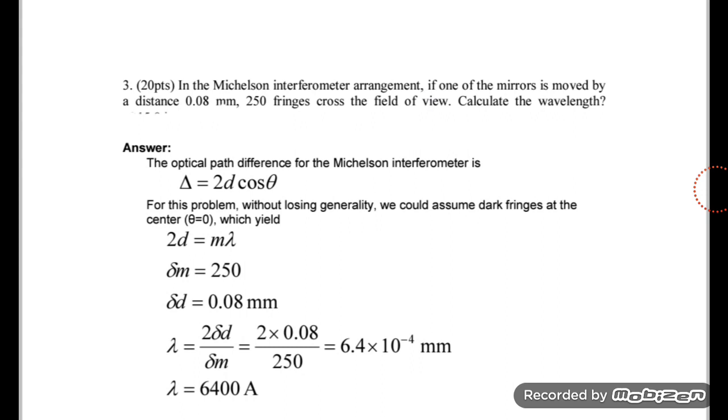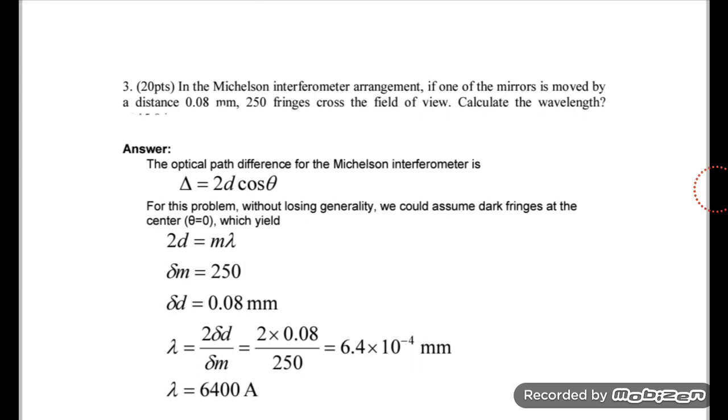Equating both, we have 2d equal to m lambda, or by the numerical, delta m equal to 250, delta d equal to 0.08 mm. By putting these values in the formula, we have 6.4 into 10 to the power minus 4 mm. So we can also write lambda equal to 64 angstrom.